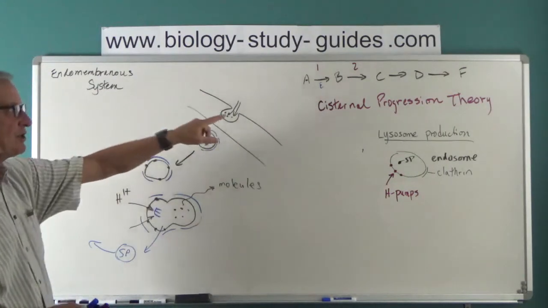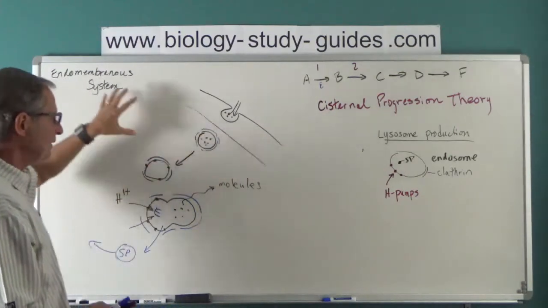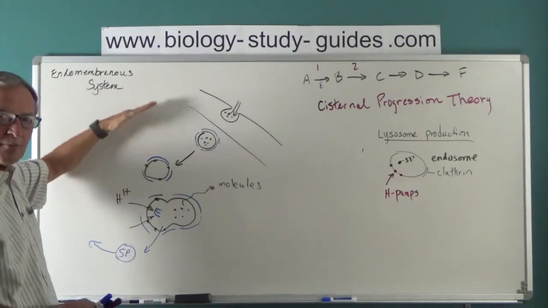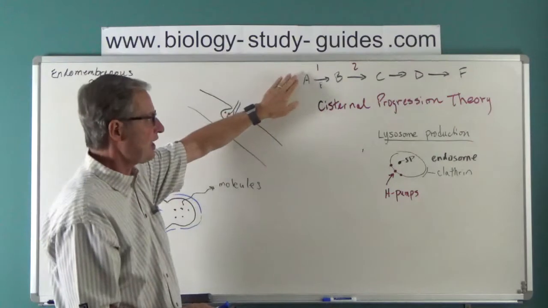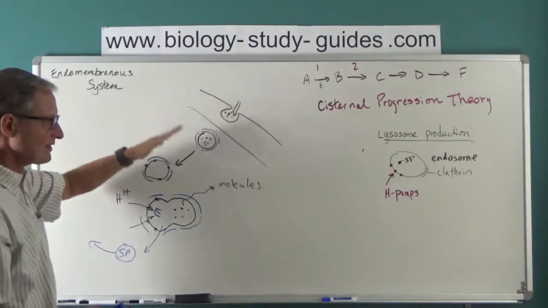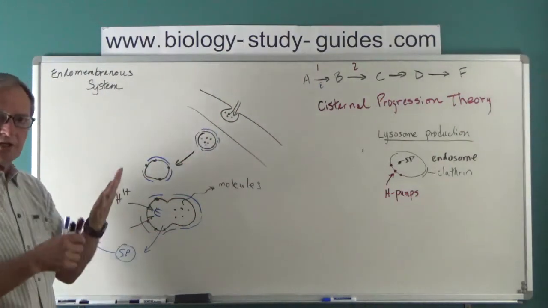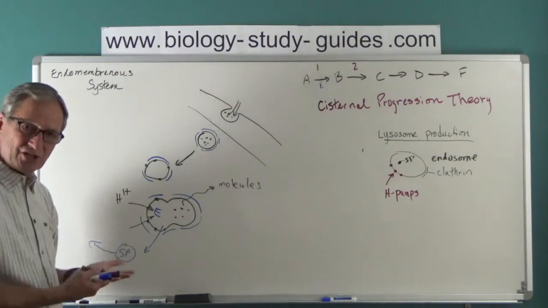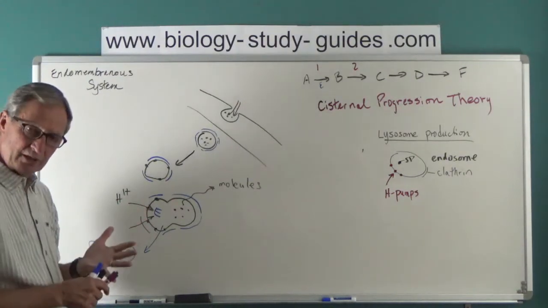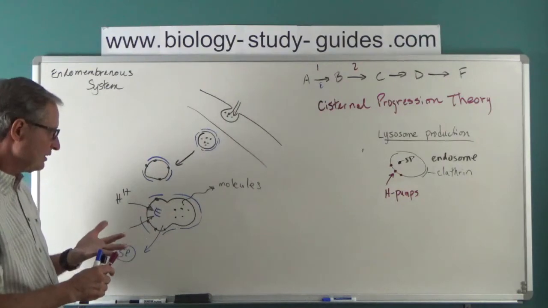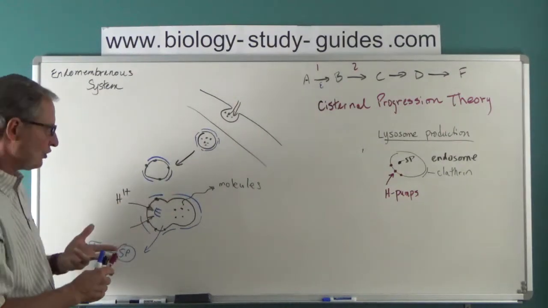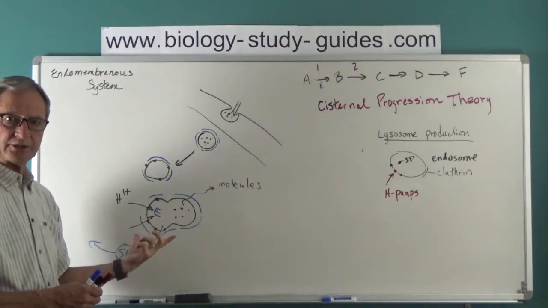We've got that cisternal progression theory, which explains how it is believed that that set of molecules changes sequentially, step by step by step, to result in the production of a vesicle, which is either secreted or stored, or becomes an endosome for lysosome production.